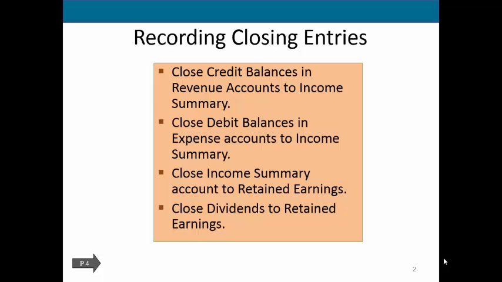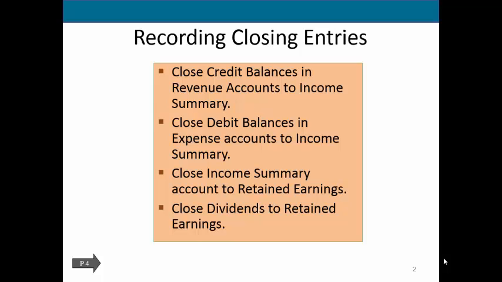So if a revenue account has a balance, that means it has a credit balance because you increase revenue with a credit. So in order to close it, we need to debit that revenue account, and the other side would be a credit to income summary. The same thing here. If you have a debit balance in your expense account, in order to get rid of it, you need to credit it. So anytime we have a credit, we also need to have a debit, so then we would debit income summary.